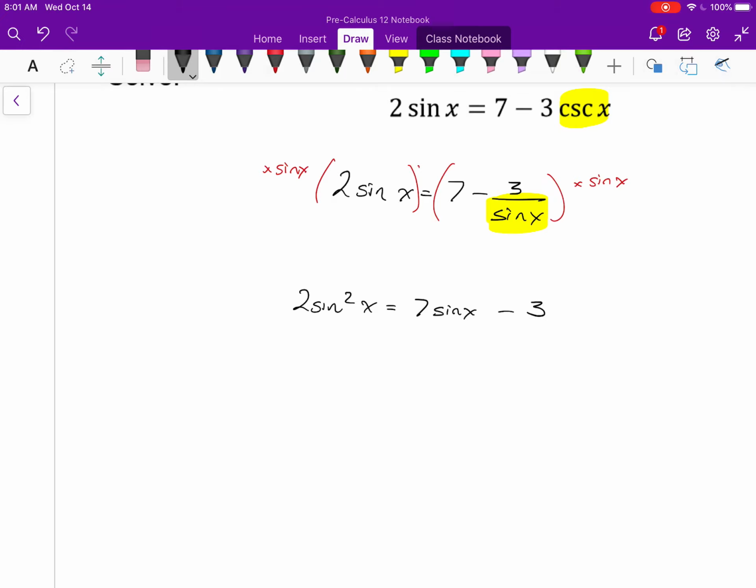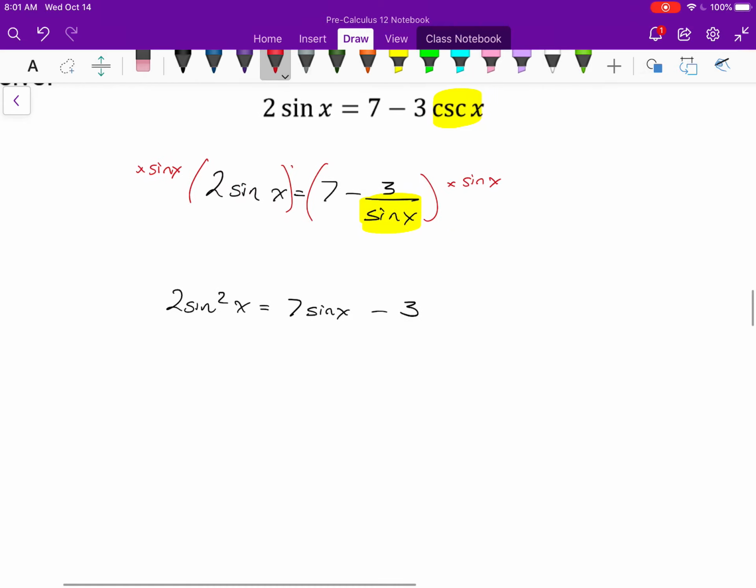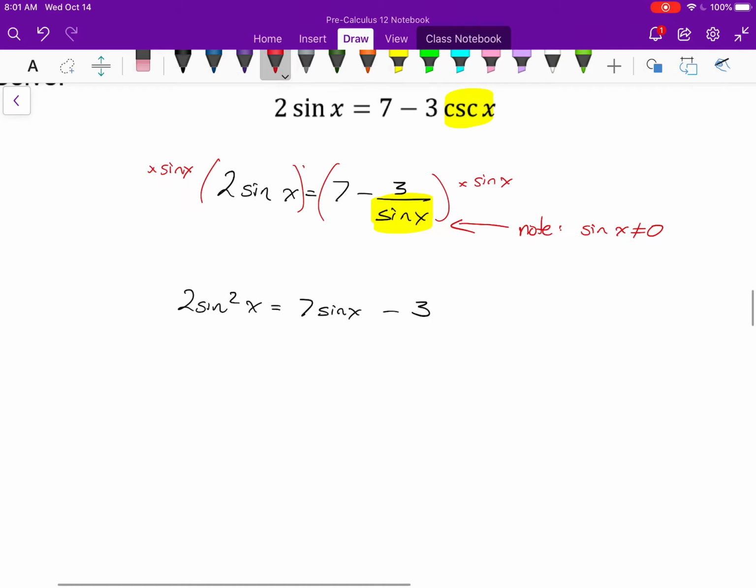However, let's make a little note right here that sine x cannot equal 0. Okay, I'm going to make that note right away so that if it does come into play later on, I don't forget about it. That's it. How do I solve this?